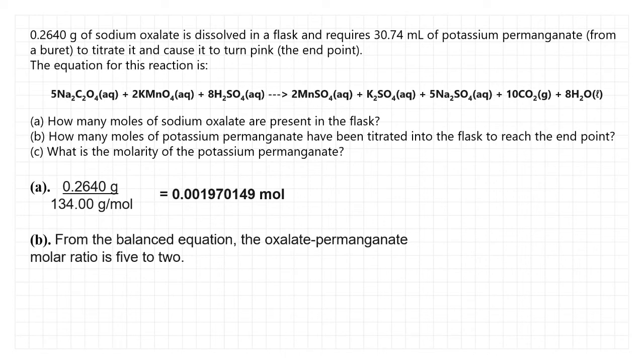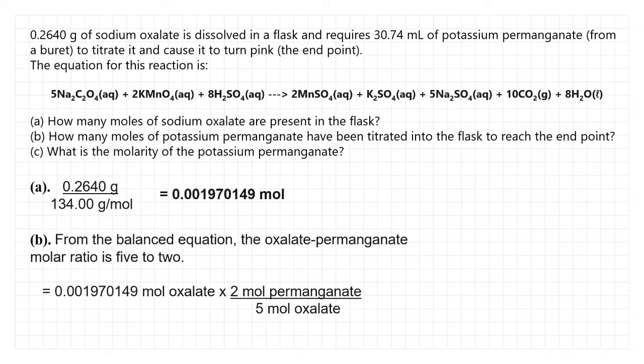Okay, for question B, how many moles of potassium permanganate have been titrated into the flask? From the balanced equation, the oxalate and permanganate molar ratio is 5 to 2. So we could get the answer from this formula: the oxalate mole times the molar ratio, which is 2 over 5, because the permanganate is being asked, which gives us the answer 0.00078806 mole of permanganate.